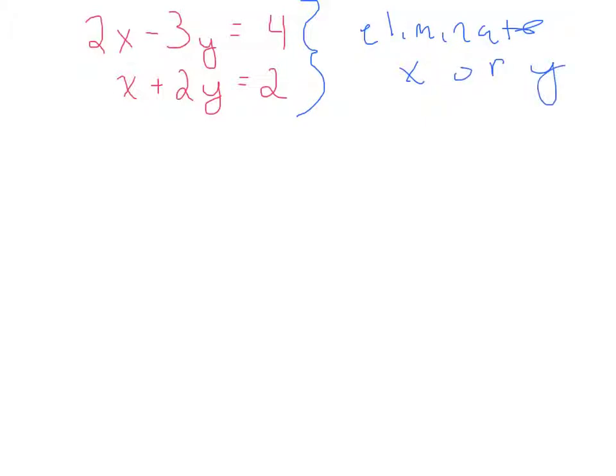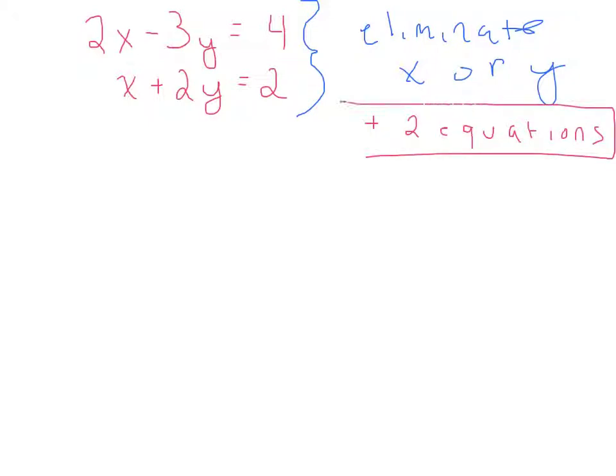In order to do that, we need to either add or subtract the two equations so that the x or the y is eliminated. I'm always going to recommend to students that we add the two equations. My reasoning is that in adding the two equations, we have less room for error. So while you can subtract the two equations from each other, I'm always going to advise you to add them.